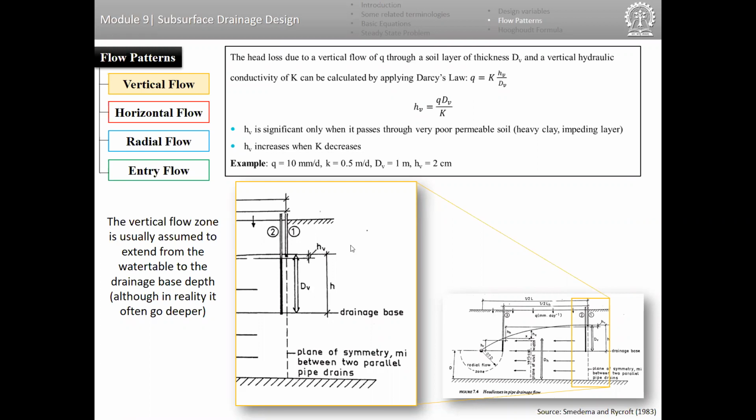So ideally, in case of a subsurface system, the vertical flow is assumed to extend from this water table to the drainage base depth. So this is your water table, and this is your drainage base depth. From this point to this point, this is the zone of vertical flow. So head loss HV can be measured.